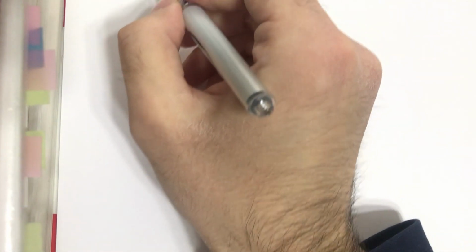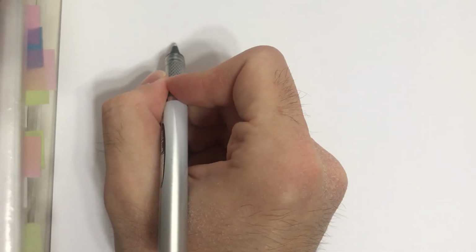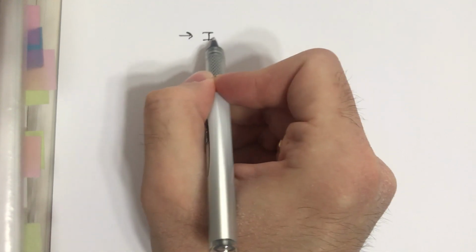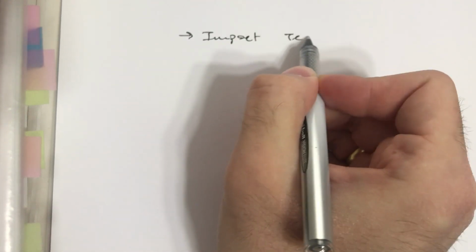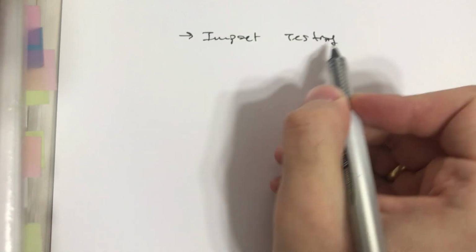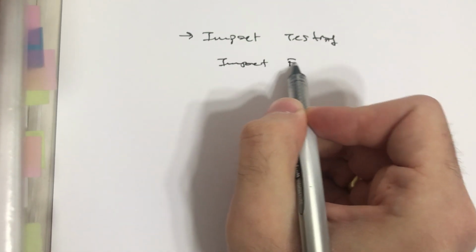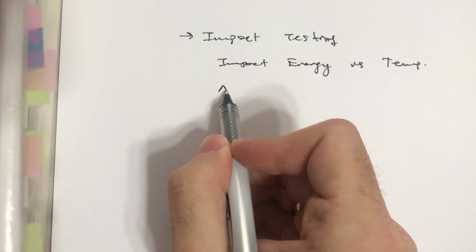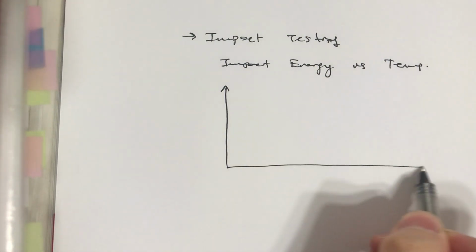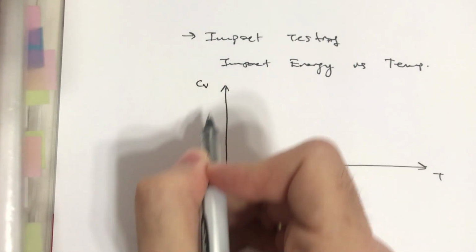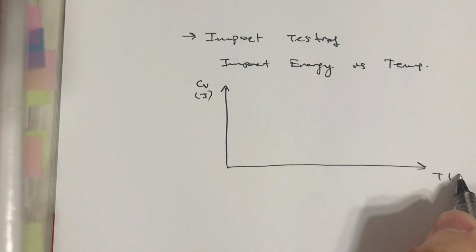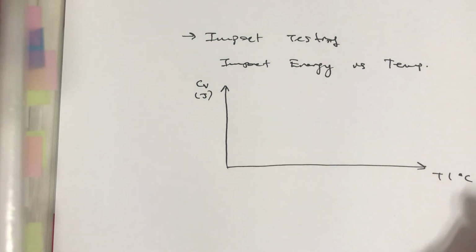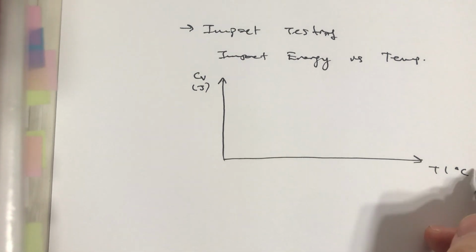So this question is now related with the amount of energy that a material can absorb under different stresses. This behavior is determined with impact testing, and the result of impact testing is impact energy versus temperature. So if you draw a hypothetical impact energy in joules versus temperature in Celsius curve, now different materials show different behaviors.